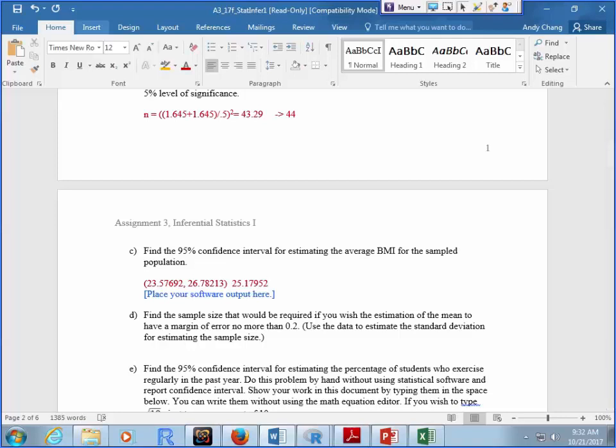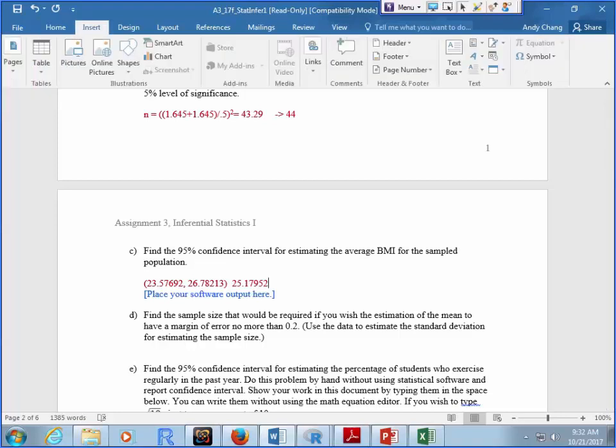25.17952 plus or minus, I think you can do a symbol, plus or minus, right? And then what's your margin of error? This confidence interval is calculated using this point plus margin of error to get the right end, and this number minus margin of error to get the left end, right?